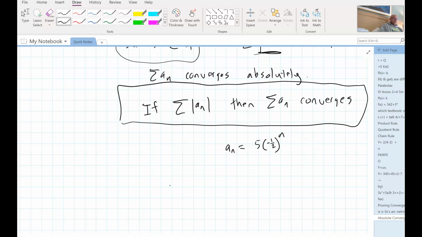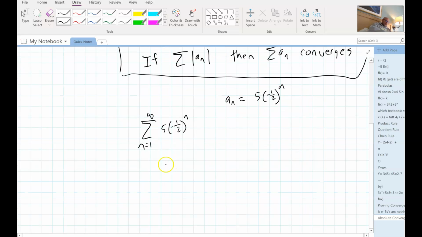If we can take the absolute value of it and show that it converges, then we can claim that the original converges. So for example, let's say that I'm trying to prove that the sum, n running from 1 to infinity of 5 times negative 1/2 to the n, converges. Of course, we already know it converges because it's a geometric series, and the geometric series converges if the absolute value of r is less than 1. But we're going to try this little test on it. So let's, for a moment, consider this one.